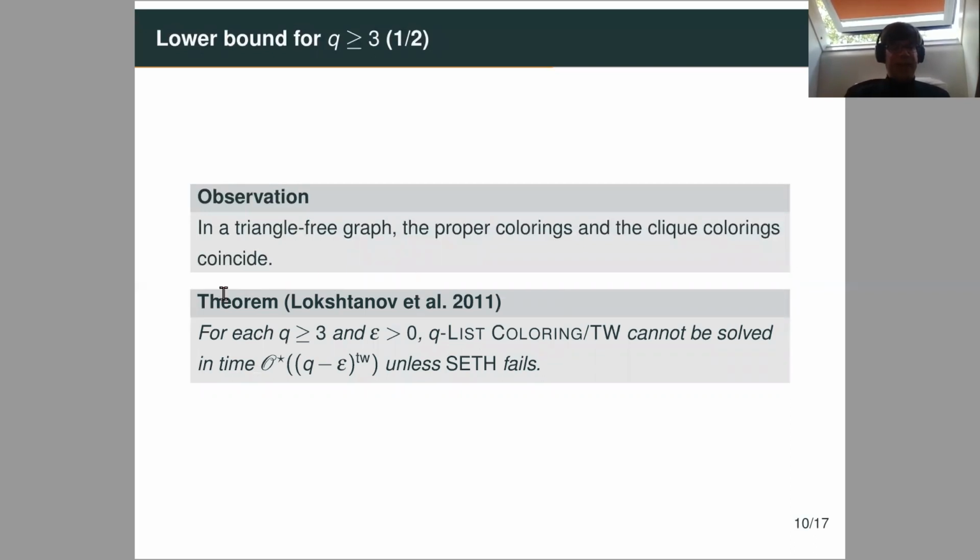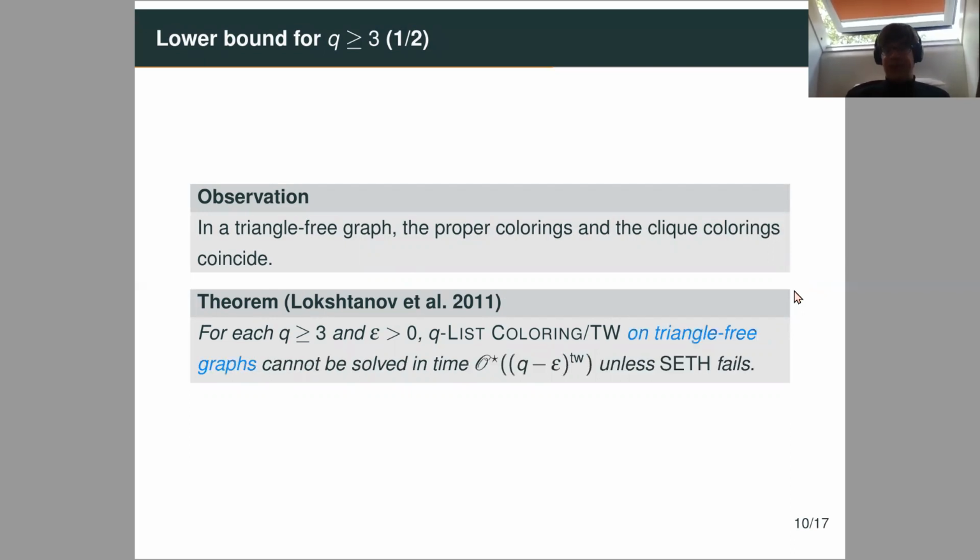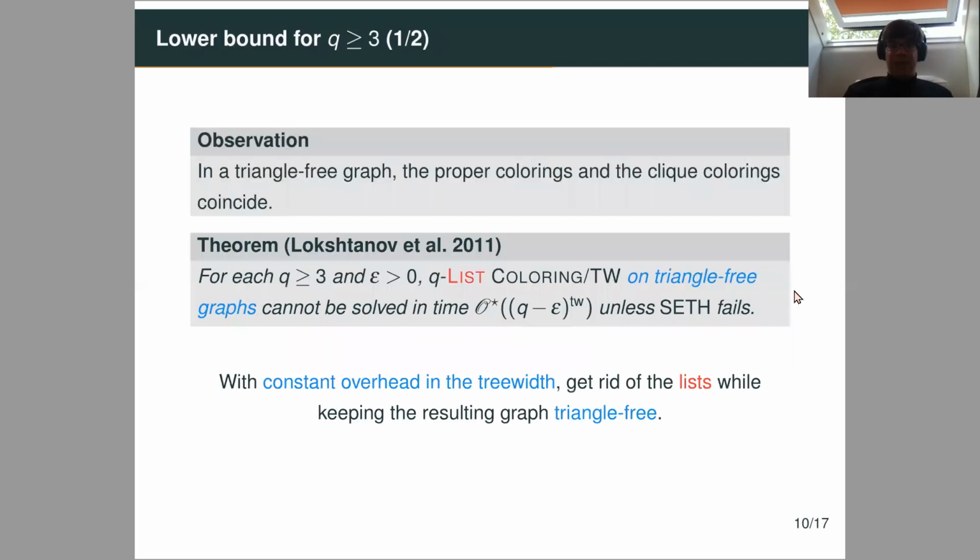Now, by a theorem of Lokshtanov and others, we know that Q list coloring parameterized by tree width cannot be solved in time Q minus epsilon to the tree width unless strong ETH is false. And actually, if you look at their reduction more closely, this also holds for triangle-free graphs. So basically all we have to do is get rid of the lists while keeping the resulting graph triangle-free. Okay, and I will explain how we achieve that.